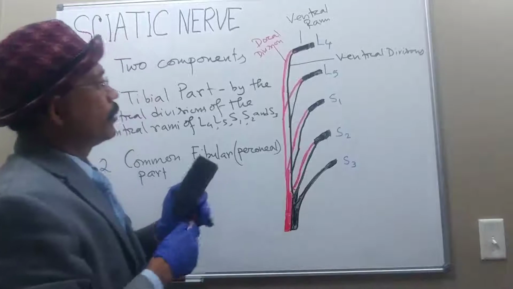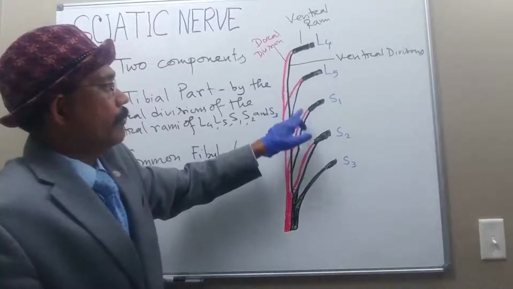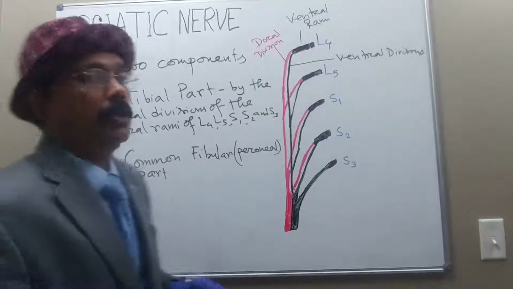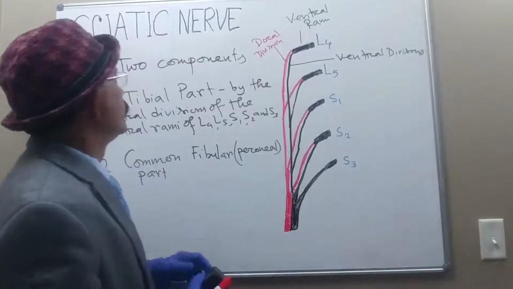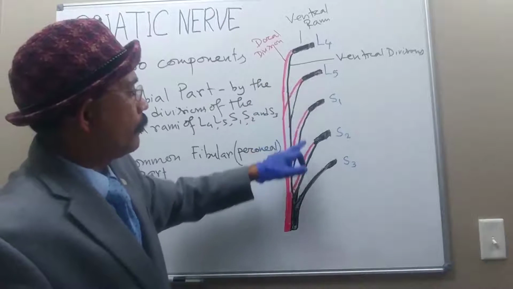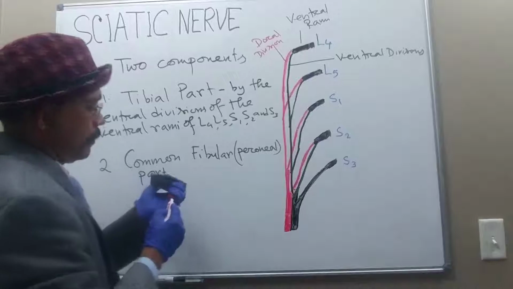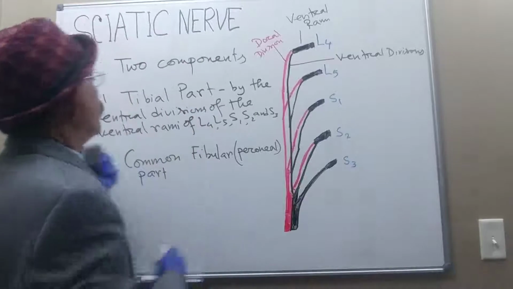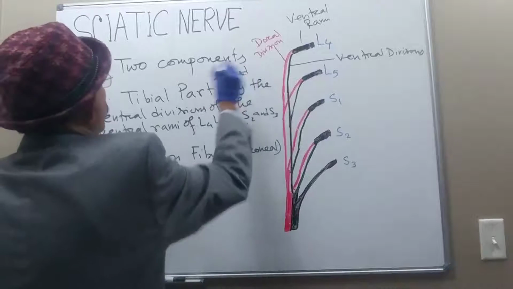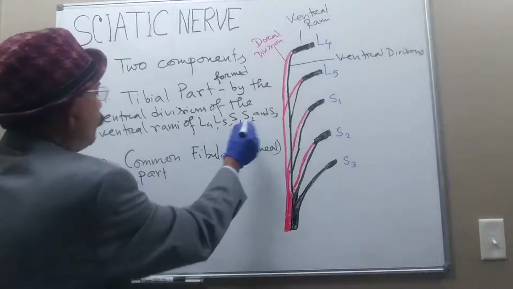Okay. From the ventral divisions of the ventral rami of L4, L5, S1, S2, S3, is the formation of the tibial part of the sciatic nerve.